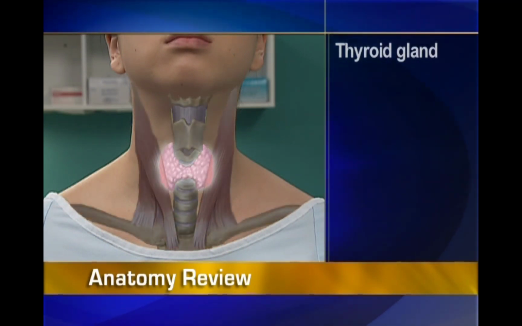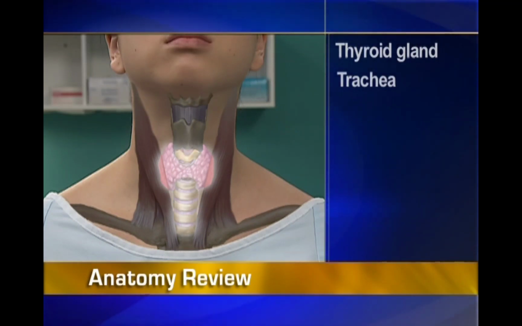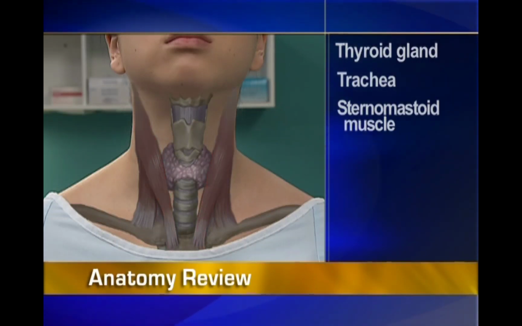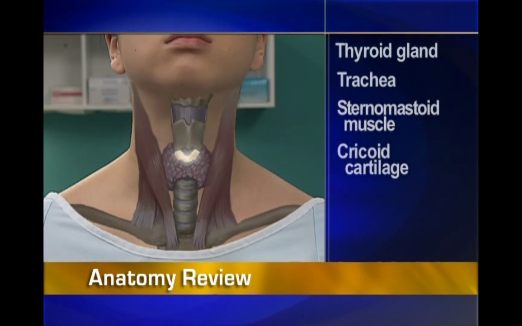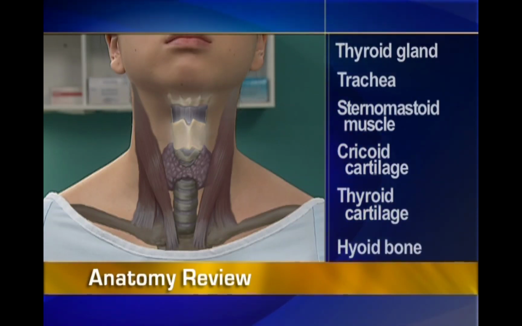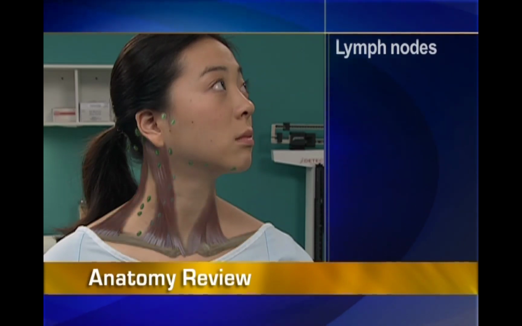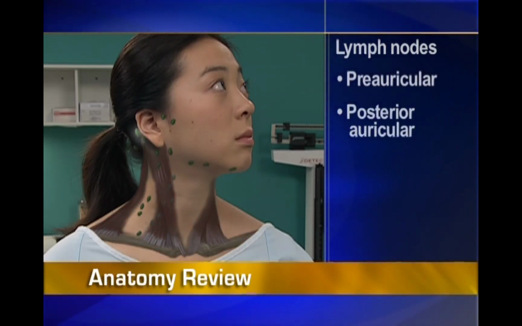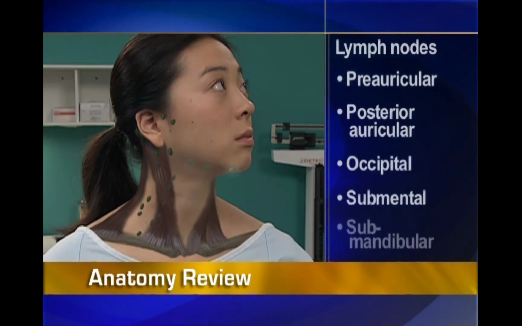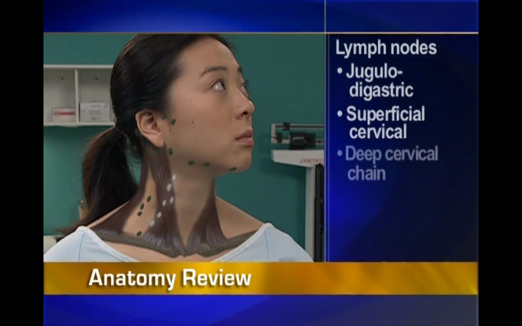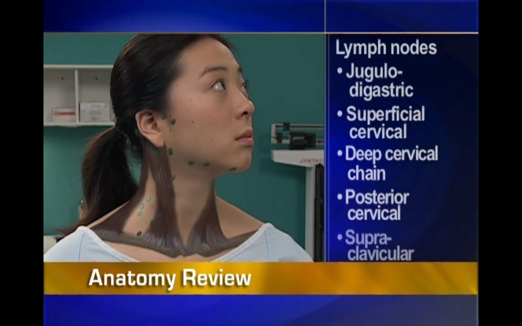Within the neck, the thyroid gland straddles the trachea. The gland's two lobes curve posteriorly under the sternomastoid muscle. Just above the thyroid isthmus is the cricoid cartilage, notched thyroid cartilage, and hyoid bone. The head and neck have a rich supply of lymph nodes, including the preauricular, posterior auricular, occipital, submental, submandibular, jugulodigastric, and superficial cervical nodes, as well as the deep cervical chain under the sternomastoid muscle, and the posterior cervical and supraclavicular nodes.